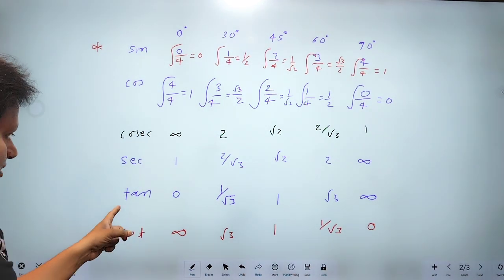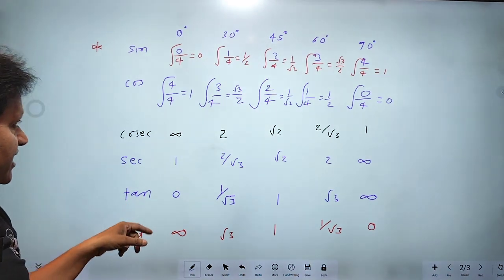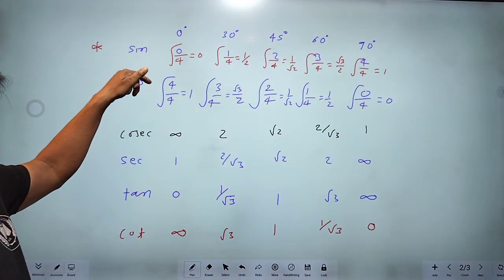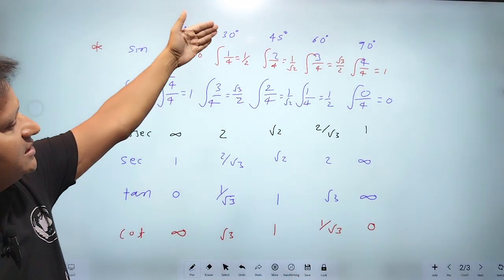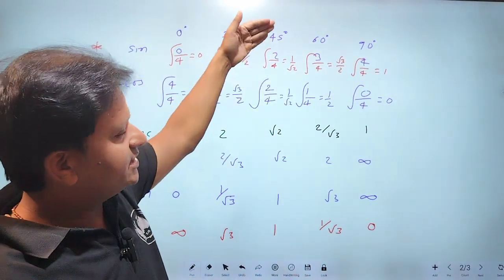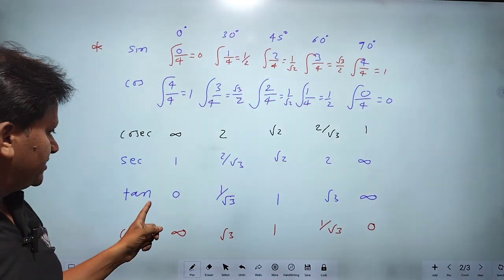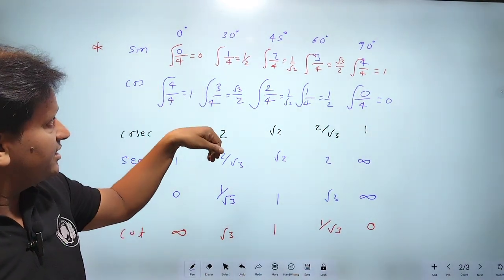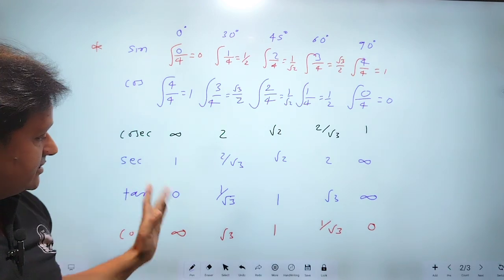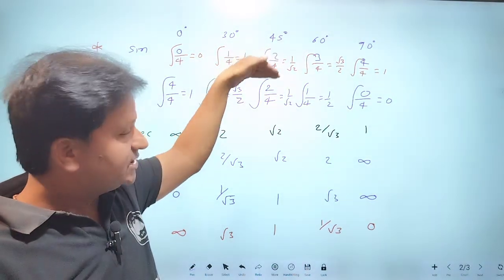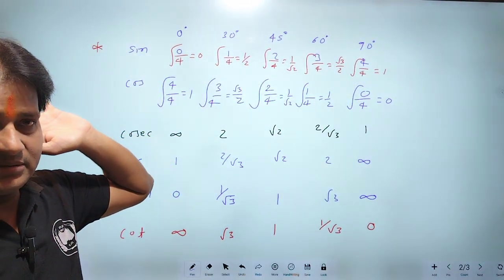Clear? We know that tan theta is equal to sine by cos. This divided by this, and so on. Okay? This divided by this, tan 0. Tan 30 degree is equal to this divided by this. Tan 45 degree is equal to this divided by this. Got it?